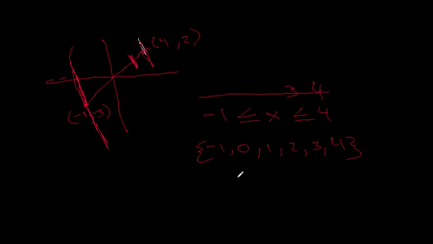So I can't write distinct points. I've got to make an inequality. This is actually what you do. Create an inequality that includes all values between negative 1 and 4.